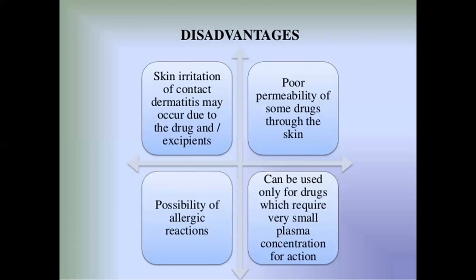Okay, so it can be used only for the drugs which require very small plasma concentration. So during the preparation of creams, such types of drugs are used, having very small plasma concentration. Plasma concentration means the concentration of that drug in the plasma, which is derived from the whole blood. So plasma is a part of the blood, and the drug used in cream should have a small plasma concentration. So these are the disadvantages of creams.